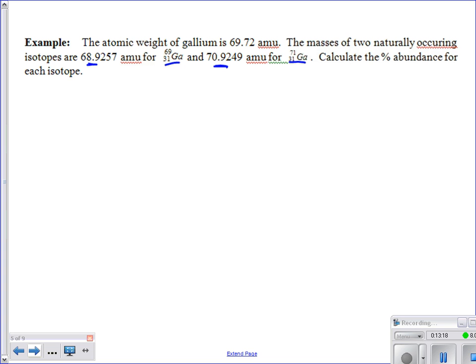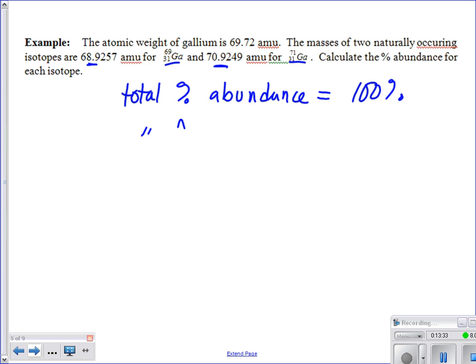So, a couple things to remember. First of all, I know that the total percent abundance equals 100%. If I were to think about this in fraction form, I can think about that as being equal to 1. That's going to help me with my algebra when I go through this. So the first thing I know is my average atomic mass. I know that it's equal to 69.72 AMU. That is given to me right here.